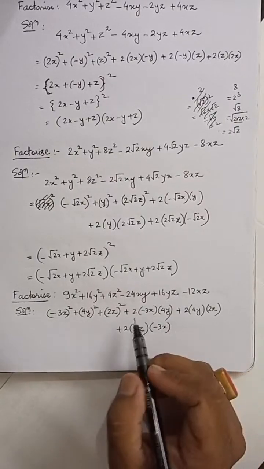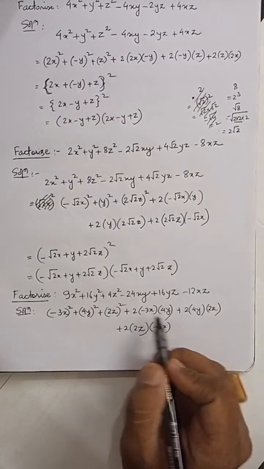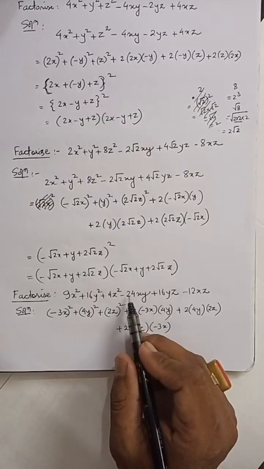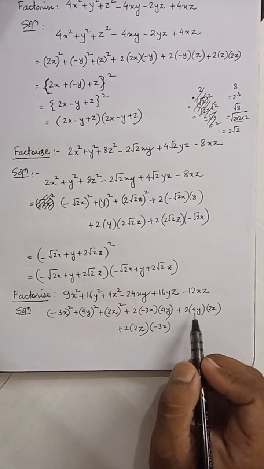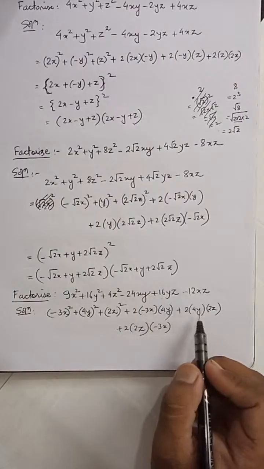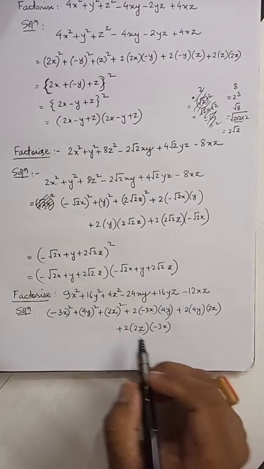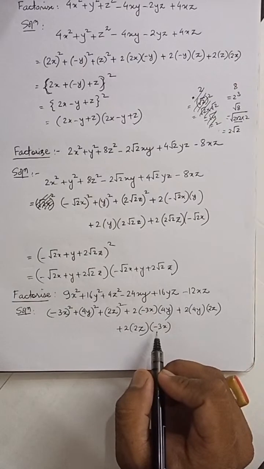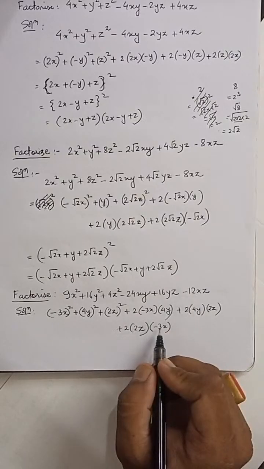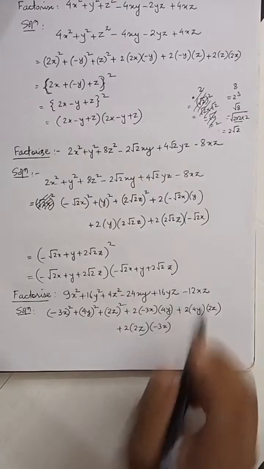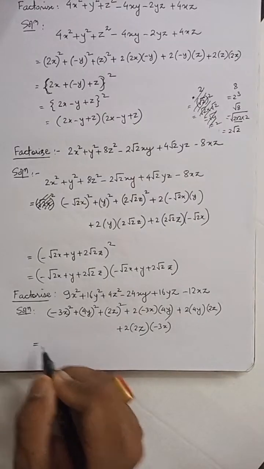You may cross check it. 2 into 3 is 6, 6 into 4 is 24, and we have negative, so we have minus 24xy. Then we have all the terms positive. 2 into 4 is 8, 8 into 2 is 16, and y into z is yz. And then we have two positive and one negative term, so the answer is negative. 2 into 2 is 4, and then 4 into 3 is 12. Okay, so we are on the correct path.